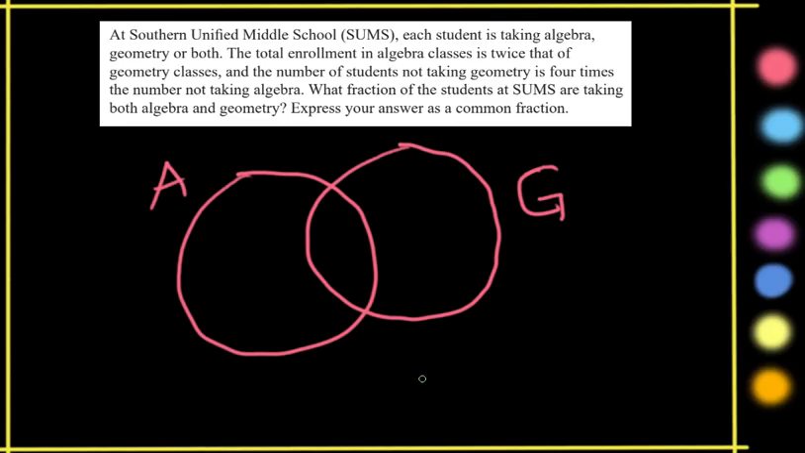And it says the total enrollment in algebra class is twice that of geometry class. So that means all the students inside this circle has got to be twice as many as the number in this circle. Okay, so if I call this x and this y and this z, for example, that's saying that x plus y is equal to 2 times y plus z.